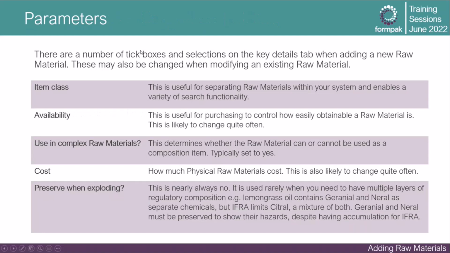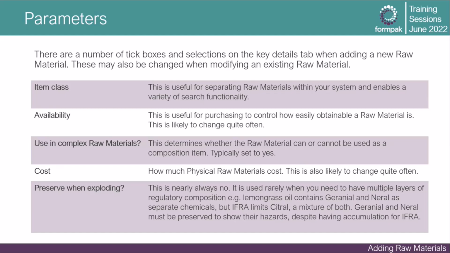Parameters. So when we add a new raw material, there's various parameters we might want to consider. Item class. So this is useful. There are some item classes already set up in your Formpak system when it's new, but it's possible to add new item classes if you want to represent different sorts of raw materials and indeed formulations within your system. This enables a variety of search functionality, and you can even have properties calculating differently for different item classes.